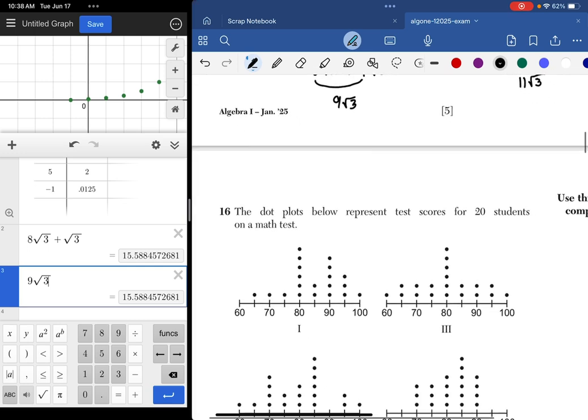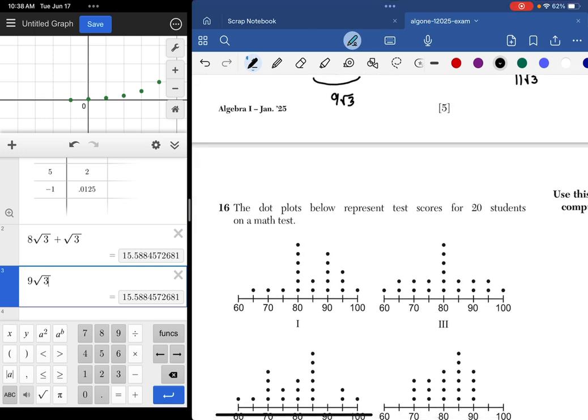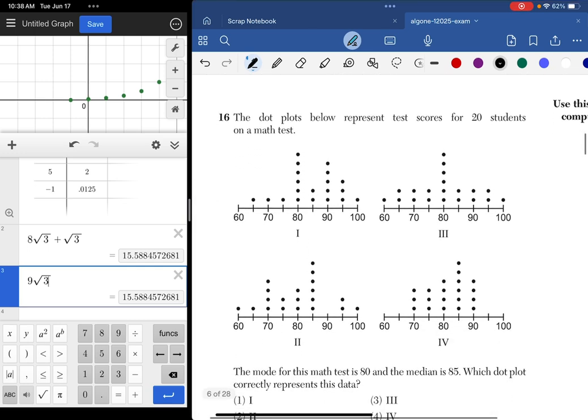Okay, moving on to number 16. We have dot plots for 20 students taking a math test. It tells us the mode for this math test is 80 and the median is 85. The mode is the most common.